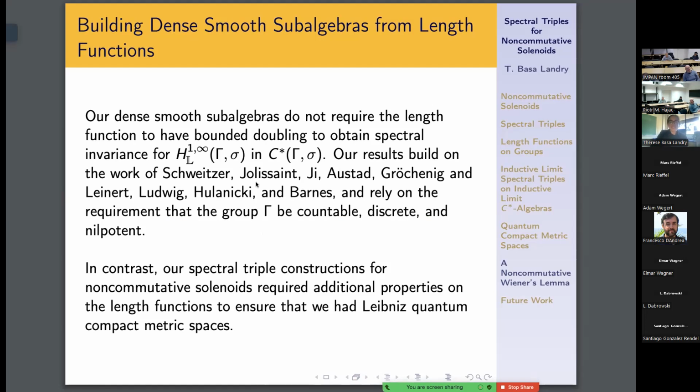So in that sense, it's very general. If you just want to take a length function, so long as the group has these properties, you can take our construction and make a spectral invariant star subalgebra.